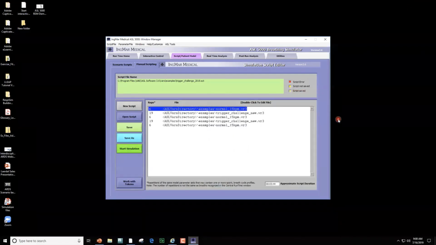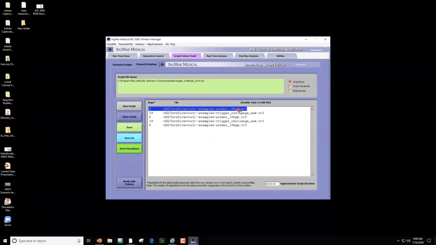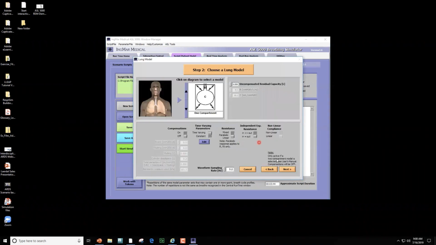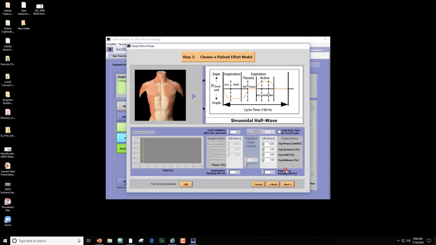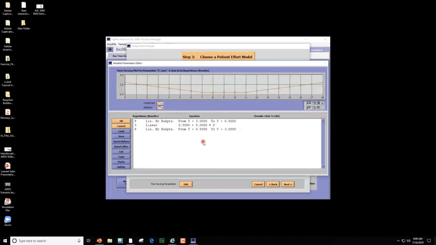So when you look at this particular script, you can see here what we call the normal 15 BPM. That means we are setting up the ventilator to trigger perfectly, so to speak. Then we are going into what we call the trigger challenge, and that piece is set up through what we call time-varying parameters. The time-varying parameters allow us to make changes to one or several aspects of this effort while we are executing one step of our script.